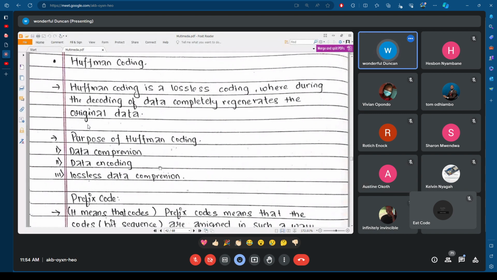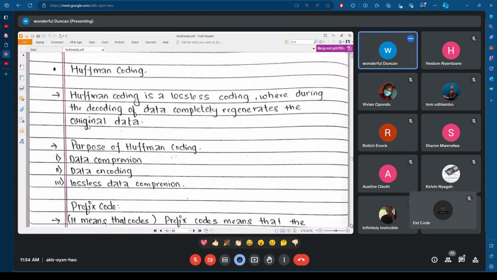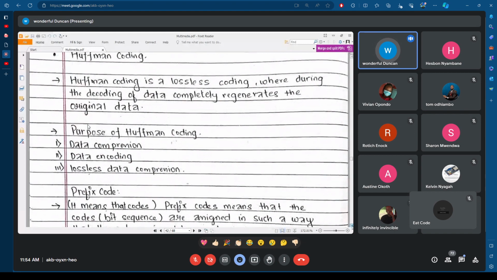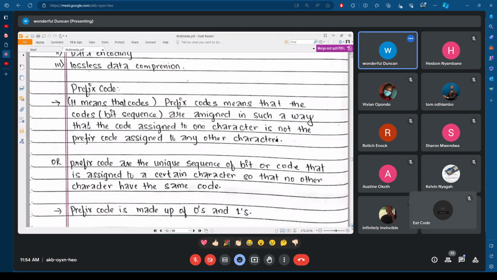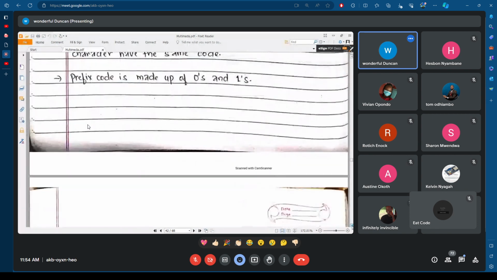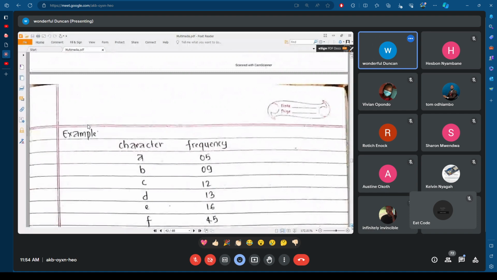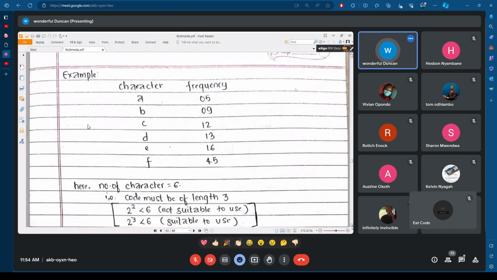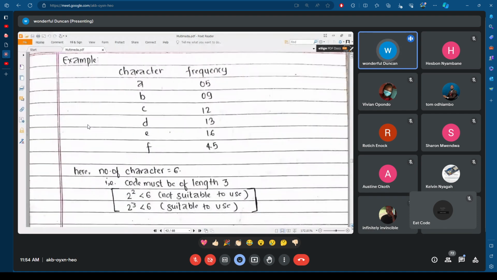Don't write the purpose. The purpose of Huffman coding: data compression, data encoding, lossless compression. So I just want to have the example. We have the example. I show you how we encode this.